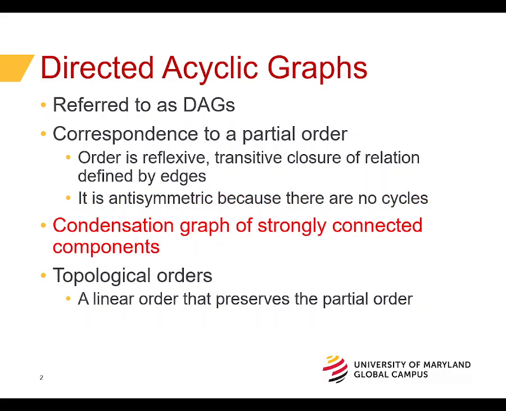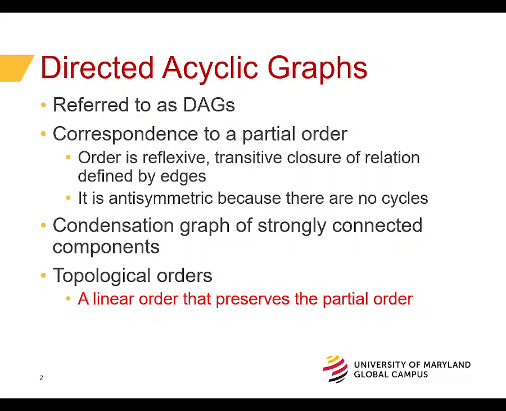Every condensation graph formed by the strongly connected components of any directed graph forms a directed acyclic graph, because the process of condensation reduces all the cycles to a single vertex. One important algorithm associated with directed acyclic graphs is to determine a topological order. A topological order is a linear or total order that preserves the partial order. That means that any vertex that precedes another in the partial order will also do so in the topological order.